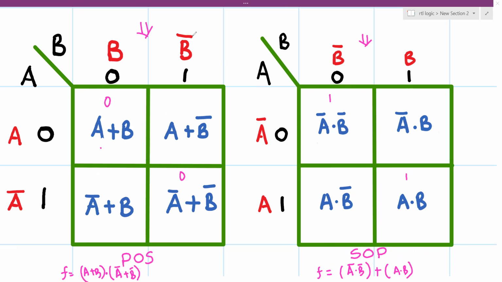So we've seen the difference between sum of product terms and product of sum terms.